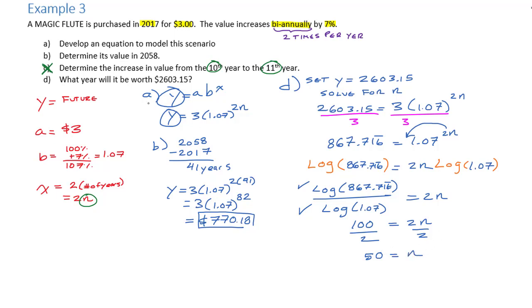Well, it does say what year. So all we have to do is go, what's 2017? That was when it started, plus 50 years. So it's going to be right around the year 2067. And there's our final answer.